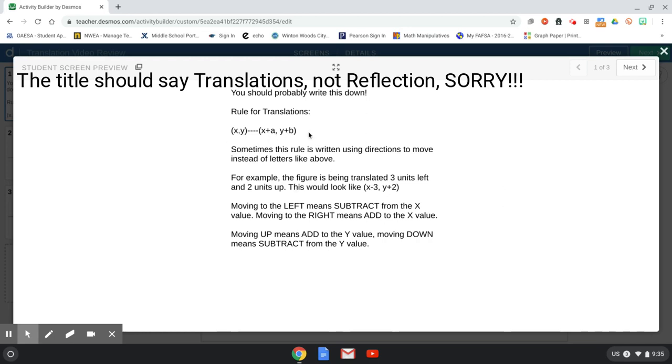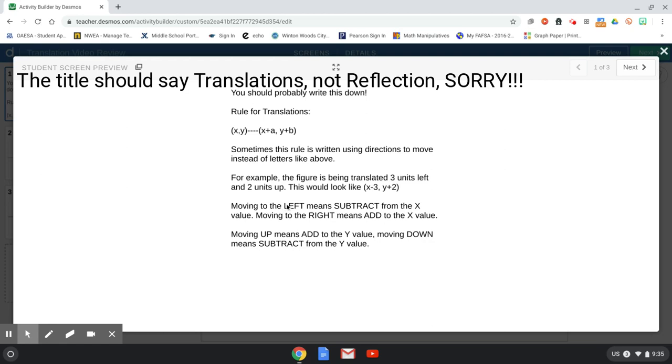Now, this is the way the official geometric rule is used, but sometimes in 8th grade, the rule is just given to you in words with the letters. For example, it might say the figure is being translated 3 units left and 2 units up. If I were to write this as a geometric rule, 3 units left would mean x minus 3 because when I move to the left on a number line, I'm subtracting. And 2 units up would be y plus 2 because when I move up on a coordinate grid, my numbers are getting bigger, so I'm adding.